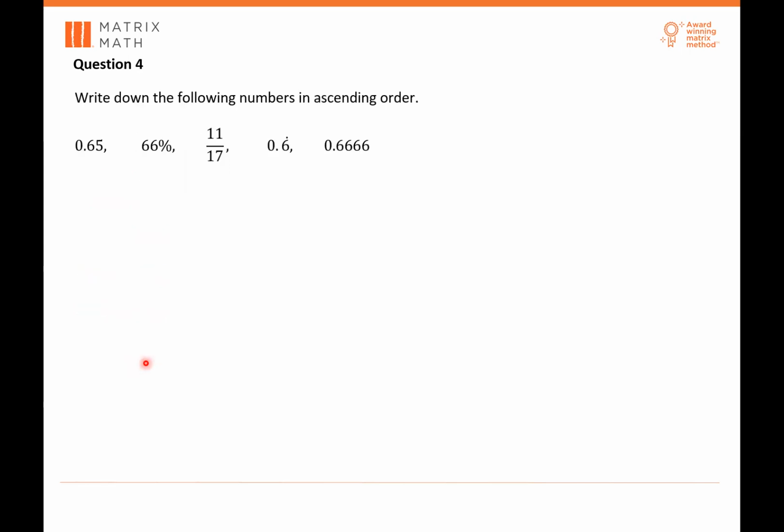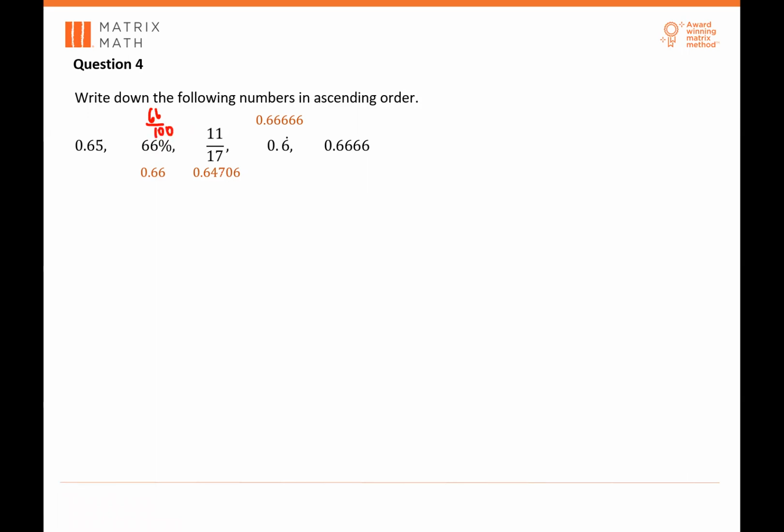Now, question 4. Write down the following numbers in ascending order. Ascending order means from smallest to biggest, from small to big. So you have these numbers. They all look very similar, but we are going to break these down. The first is 0.65. This is very clear. Now, 66% is as good as 0.66. You can key this in your calculator: you put 66 over 100, and you get 0.66.